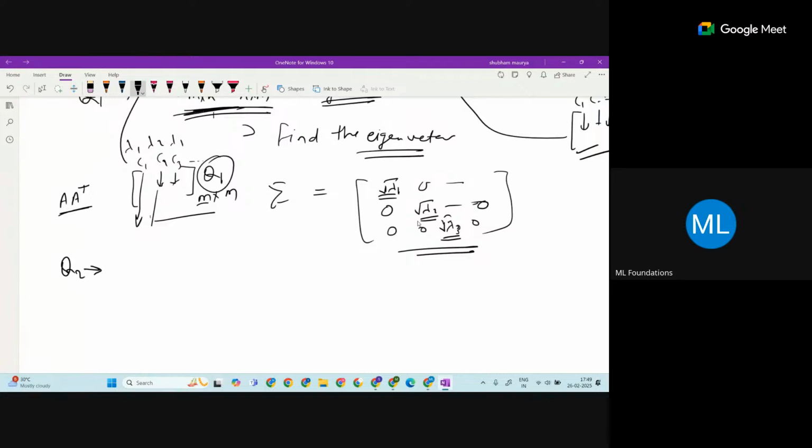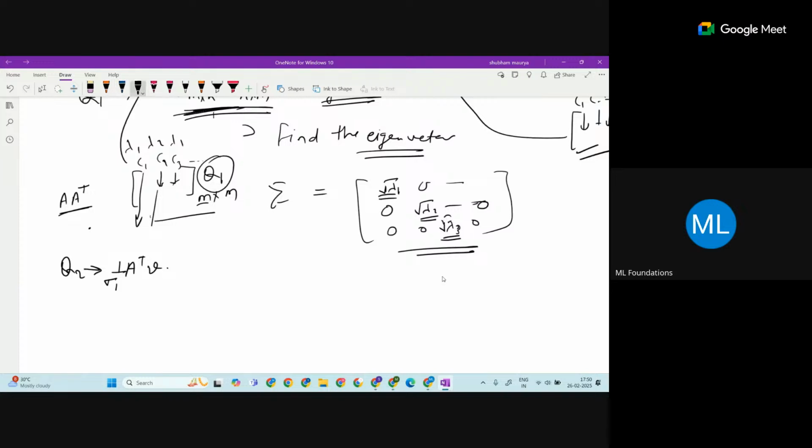Anyone? What is going to be the next step? Some formula is there. Does anyone remember that formula? I think we should take A transpose, multiply with the vector which you have identified in Q1, the eigenvector, divided by the sigma, the corresponding eigenvalues. A transpose V divided by sigma 1, which is nothing but root of lambda 1.